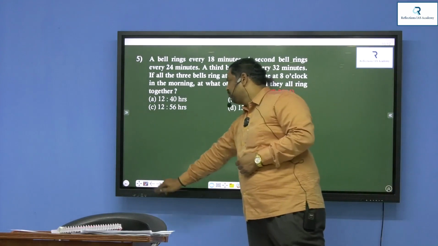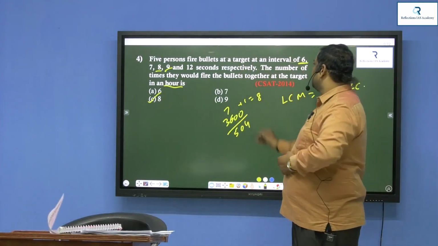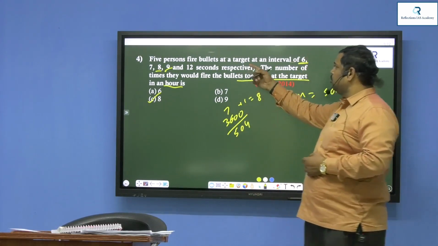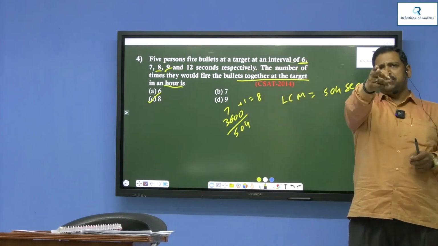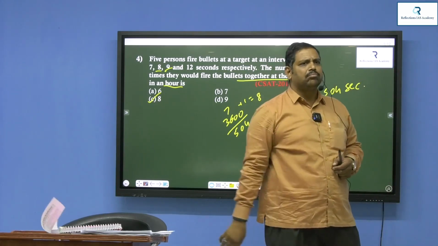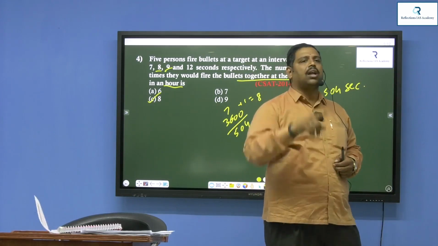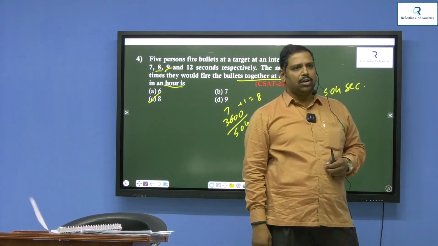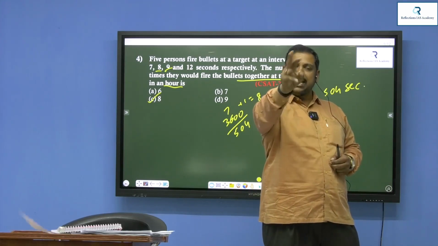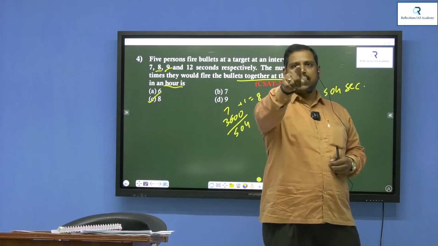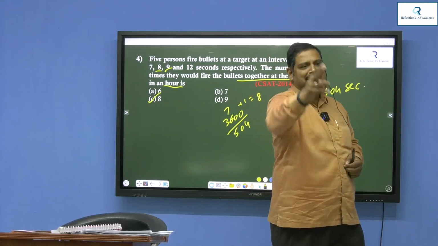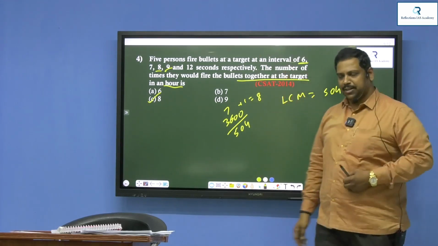If you want to go further, bullets together at the target. So I am continuously firing. Suppose the camera is my target. Fire, fire, fire, fire, fire. Every second I will fire, but every 6 seconds it will hit the target. Right or wrong? So what we can observe? I am firing at 0. If it hits, the next hit will be after 6 seconds. Again after 6 seconds. Hope you understand? Good.